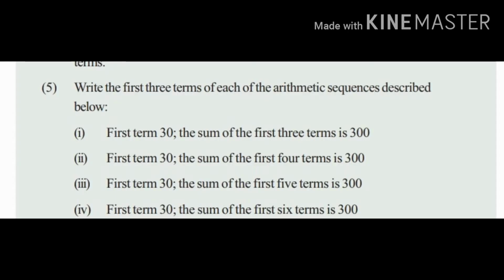Write the first three terms of each of the arithmetic sequences described below. 4 sub-questions are there. In each of the 4 sub-questions, the first term is given and a particular sum is also given. You have to write the first 3 terms of each of these arithmetic sequences. Let's start with the first sub-question.